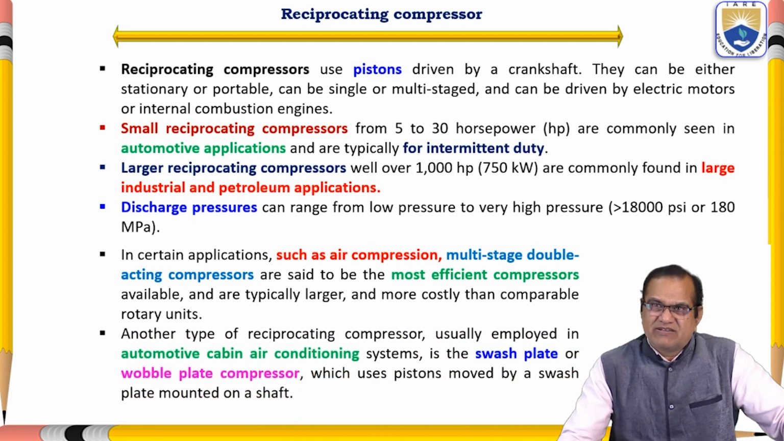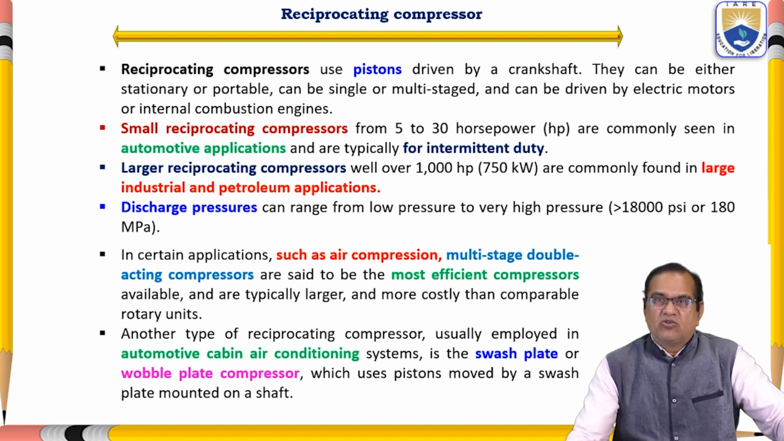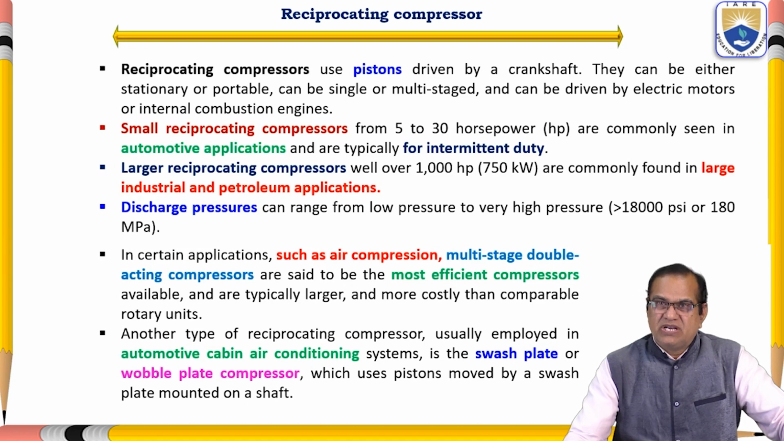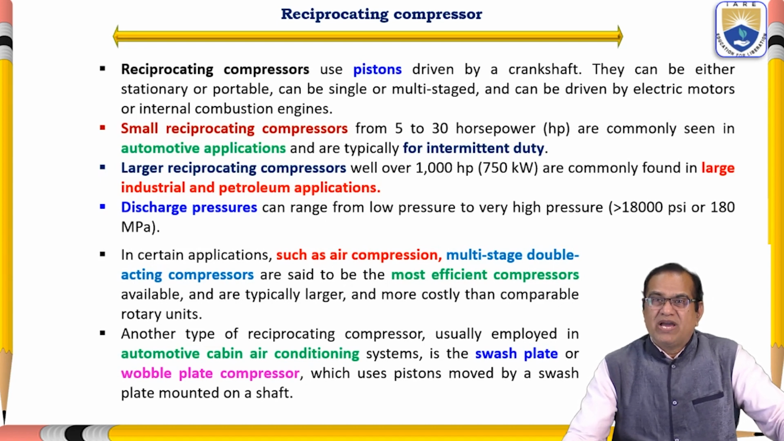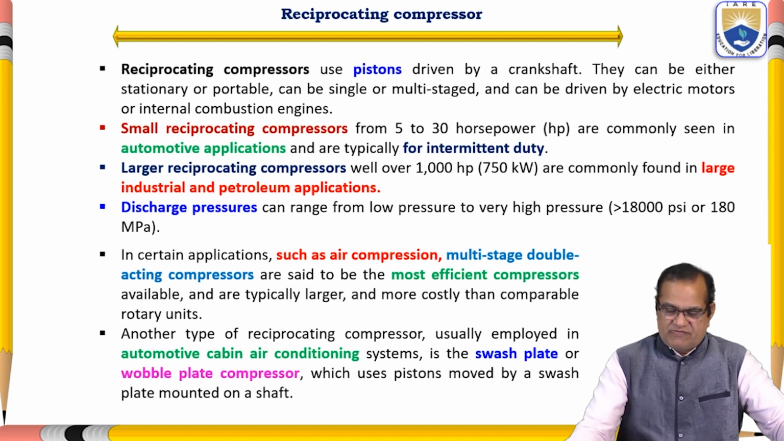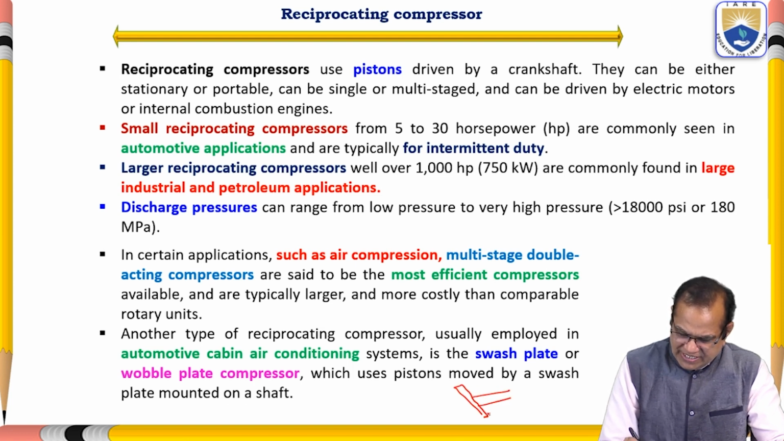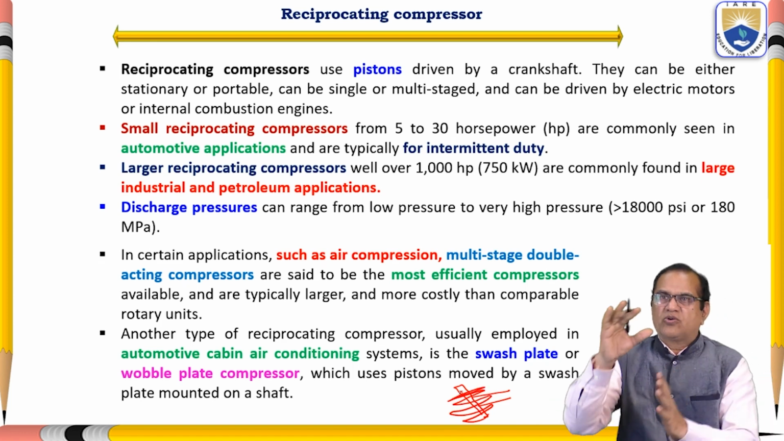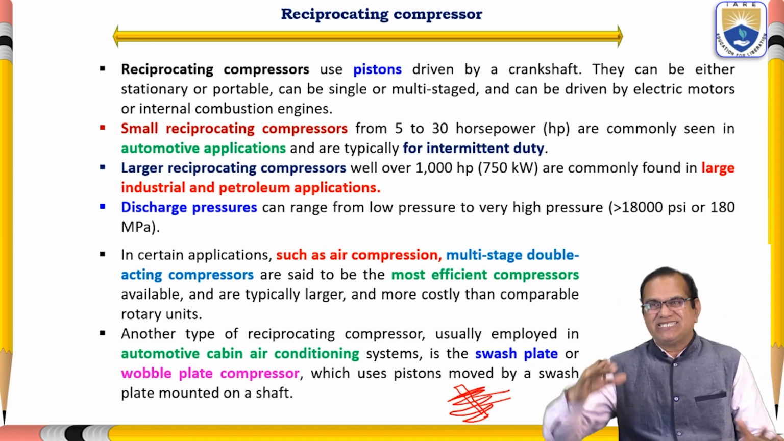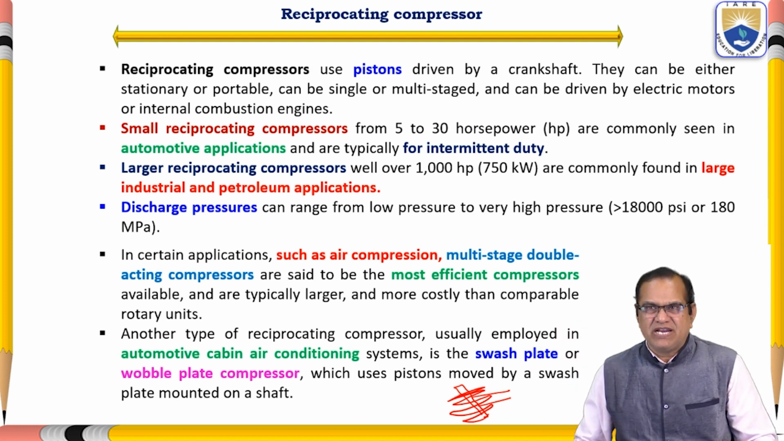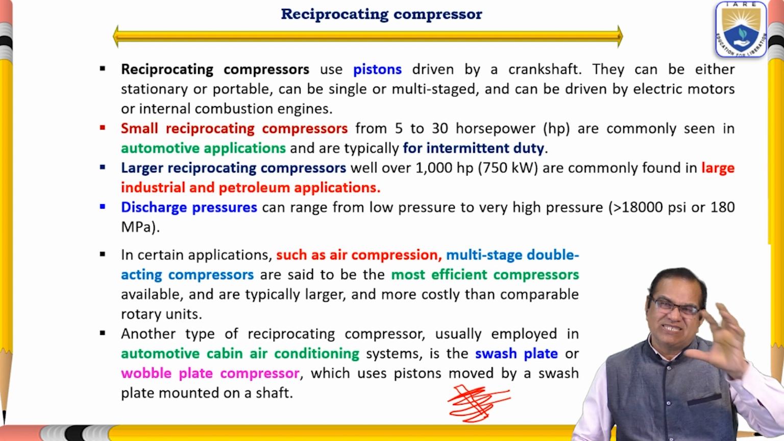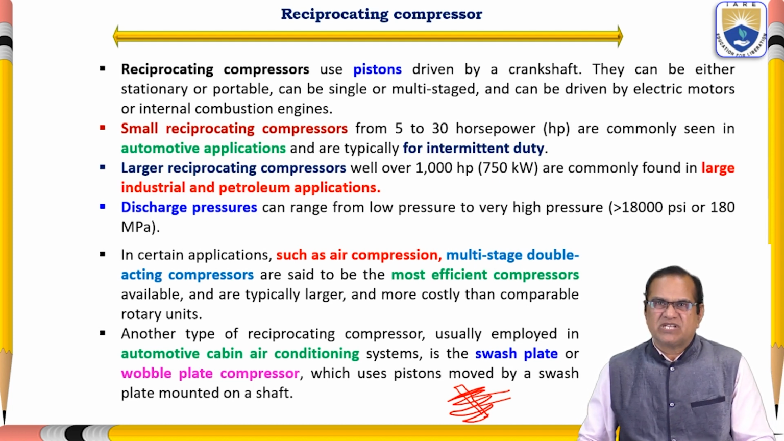Another type of reciprocating compressor usually employed in automobile cabin air conditioning systems is the swash plate or wobble plate compressor, which uses pistons moved by a swash plate mounted on a shaft. So a swash plate is there like this, and it will rotate here and go like this, so your compression will take place. It is called the swash plate. It is a tilted plate, and that will press the piston in the cylinder, and in that way the compression will take place.